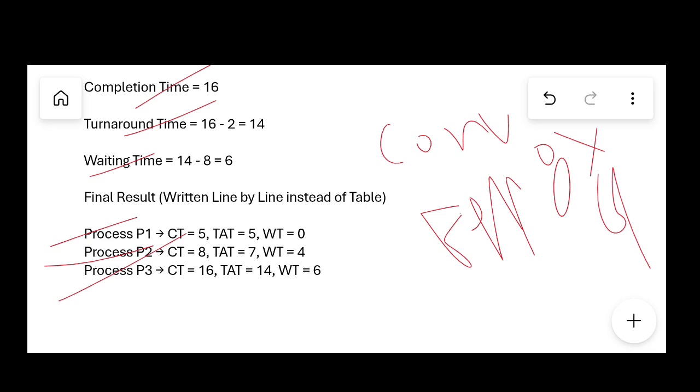So basically average waiting time can sometimes be very high, especially if one process takes a lot of CPU time. So this problem is known as the convoy effect.